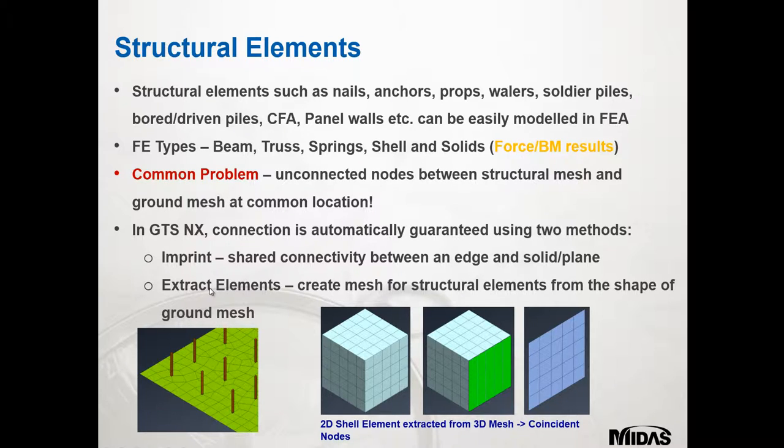You can extract elements by creating a mesh for structural elements from the shape of a ground mesh as well. So as you can see the solid there, and you can actually manipulate one of the sides and extract it and create a 2D shell element which is extracted from that 3D mesh.